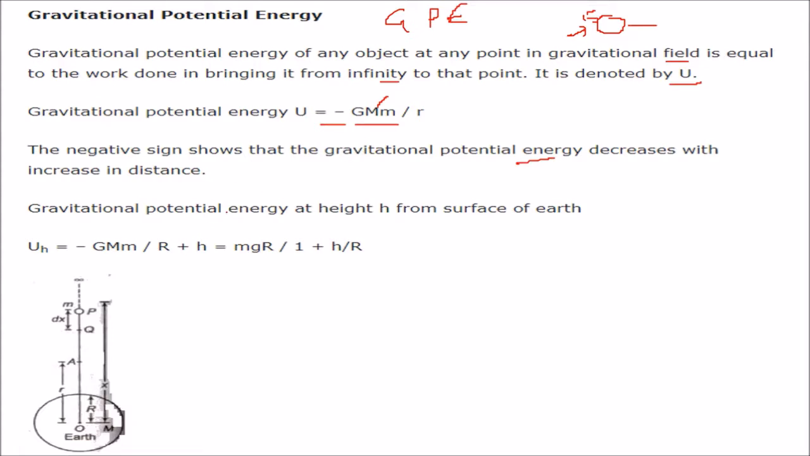The gravitational potential energy at a certain height h from the surface of the Earth is given by minus G into capital M small m by (R plus h), which is minus mg capital R by (1 plus h by R). We just have divided them or rearranged them.